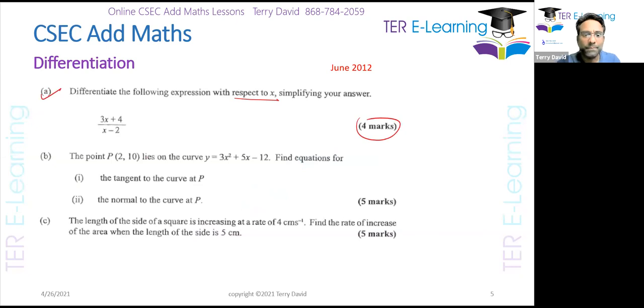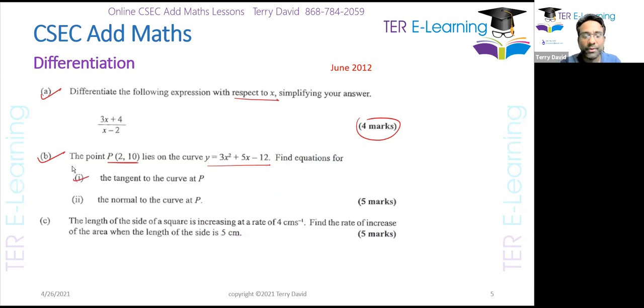Now, in part B, we have a point P, and they said it lies on this curve. So this is the part we're doing here. Point P lies on this curve, right? And this is the curve here. Find the equations for part 1. We want to know the equation of the tangent to the curve at P.